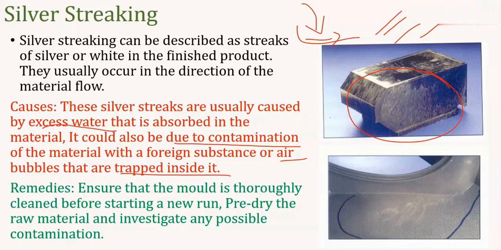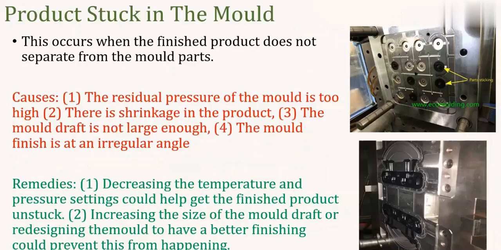So these three things will lead to silver streaks. How we can reduce them: ensure that the mold is thoroughly cleaned before starting a new run, pre-dry the raw material, and investigate whether any foreign contamination was there in the material before getting into the process. This is nothing but a silver streak.